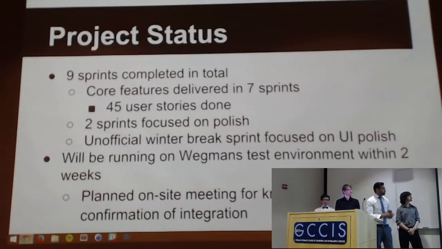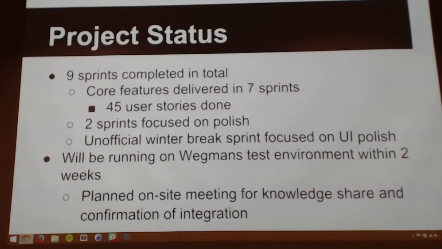So the current project status. As of today, we completed 9 sprints. 7 of them were dedicated to delivering core functionality, and 2 of them were set aside just for polishing. Instead of delivering a rough product, we thought we'd deliver a more robust product by focusing on polish at the end of the last 2 iterations. And we also delivered 45 user stories, which is almost double what we did first semester. And during the spring break, we went ahead and improved the UI, and it was a game changer at that point, and we'll talk about it later.